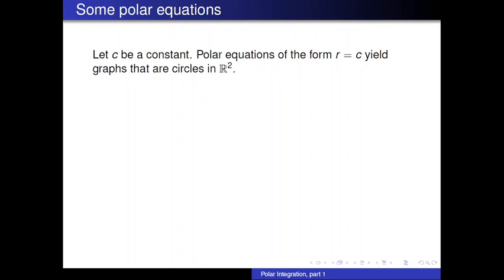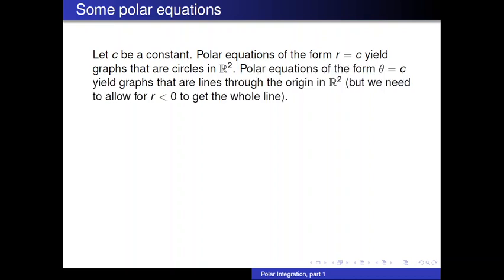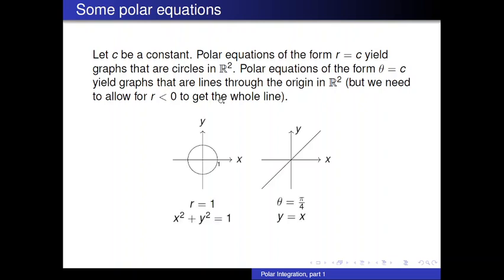Let's also think about a polar equation of the form theta equals c. This is like saying all the points that you get from moving an angle of theta from the positive x-axis. Well, this will give you a line in the plane. It maybe only would give you a line segment or a ray if you let theta be only bigger than or equal to 0. But if you also let r be bigger than or equal to 0, then you'll just get a ray. But if you let r also be less than 0, then you'll get back the whole line. So let's see a picture of these guys.